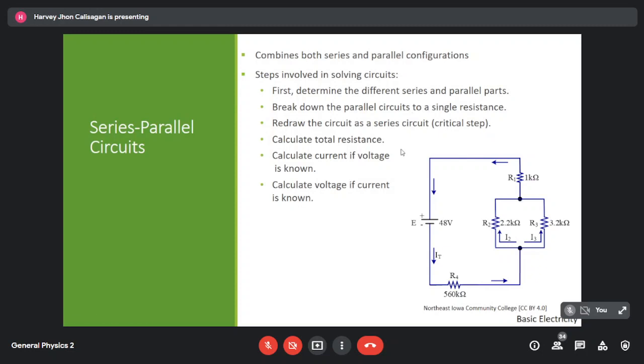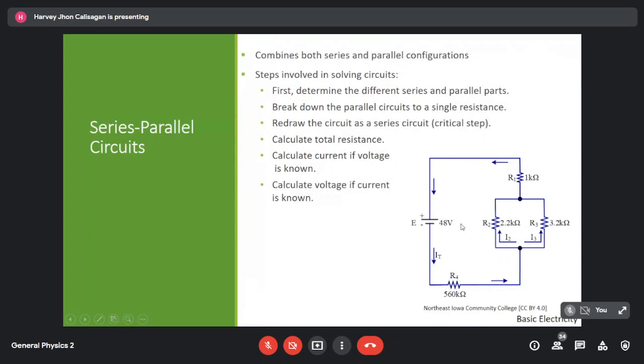For example, in this figure, if we have this single path of current, and we have only one source of voltage, automatically we can say that if we remove this part, R2 and R3, we can call it a series.